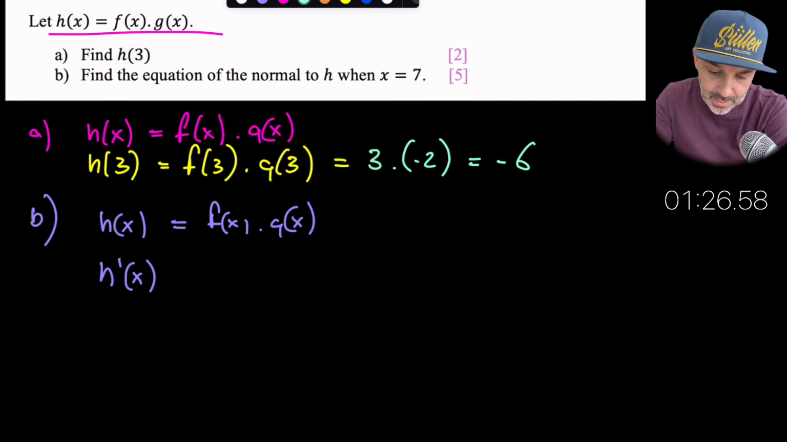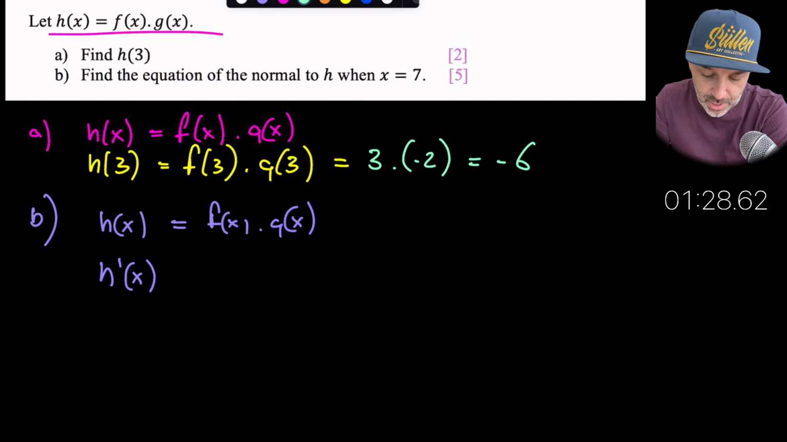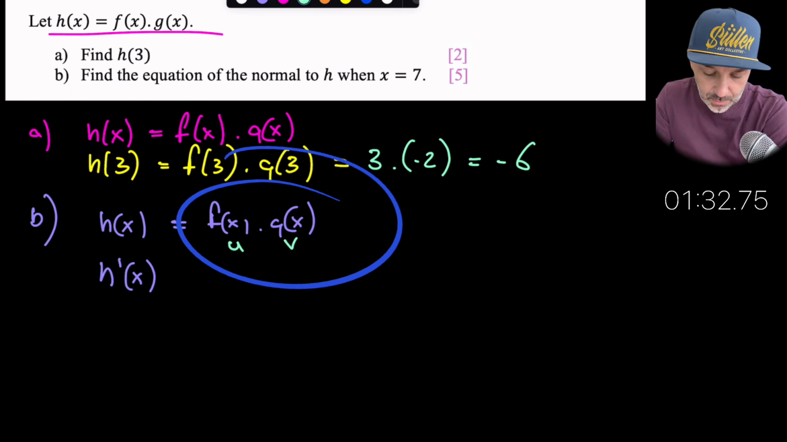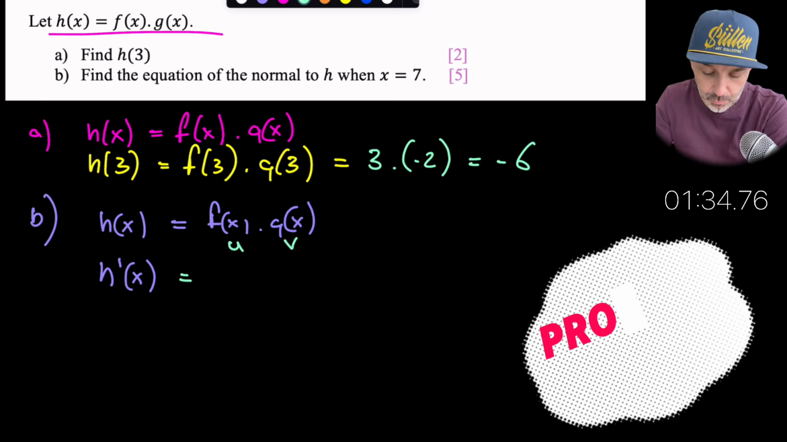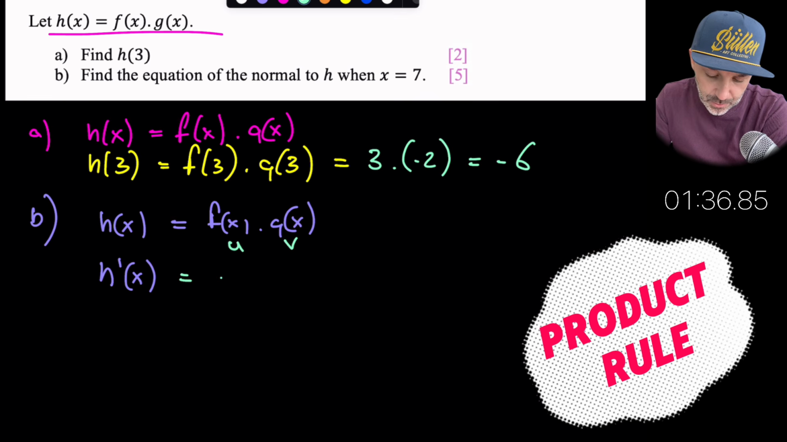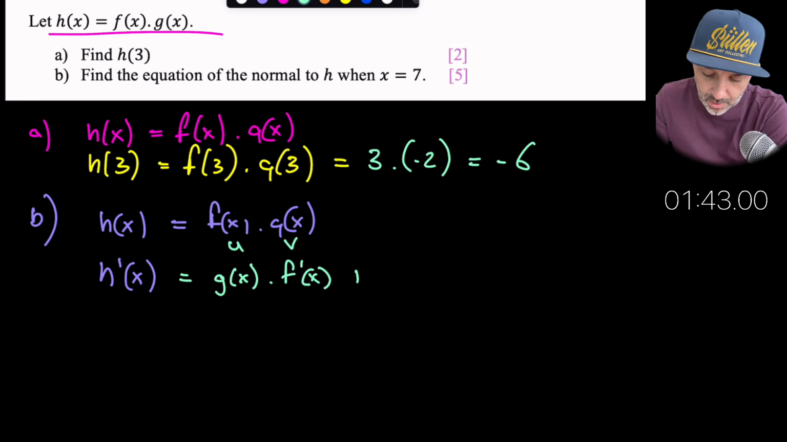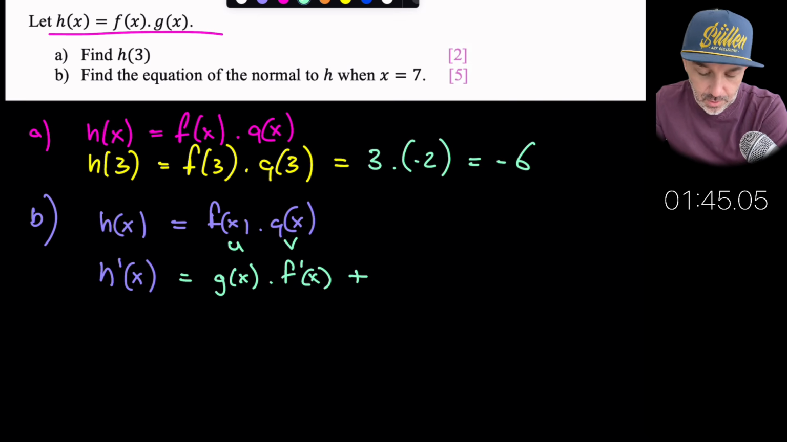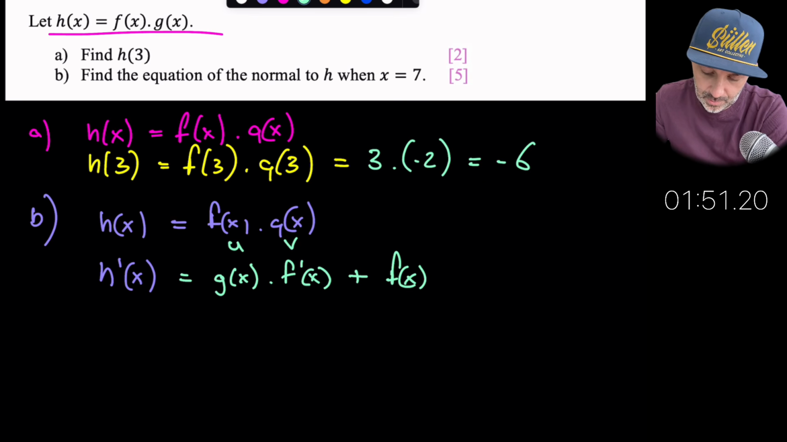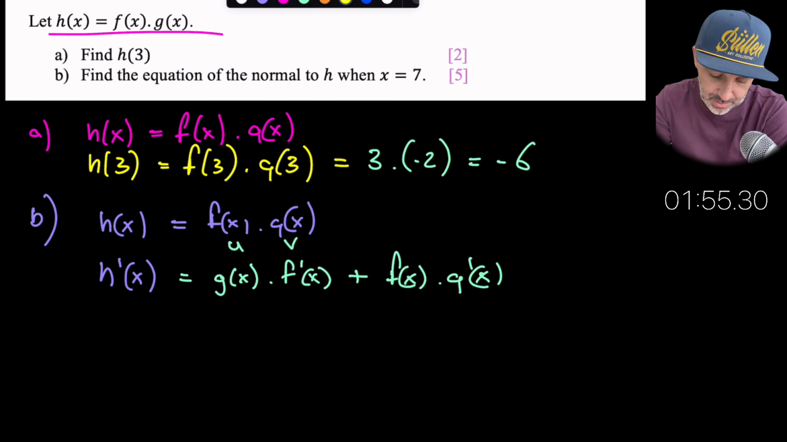So the first thing is I have to differentiate h. This is a product, so this is u and this is v. In order to do that, I'm going to have to use the product rule. So we've got v du, so v times the derivative of u. And like I said, watch one of my other videos if you're not sure how to do this. I've made a video tutorial on how to do this. So v du plus u dv.